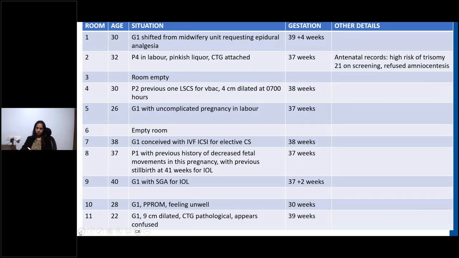Also at this point in time, if any resuscitation measures are required, continuously monitor the CTG. It will be a category one cesarean.